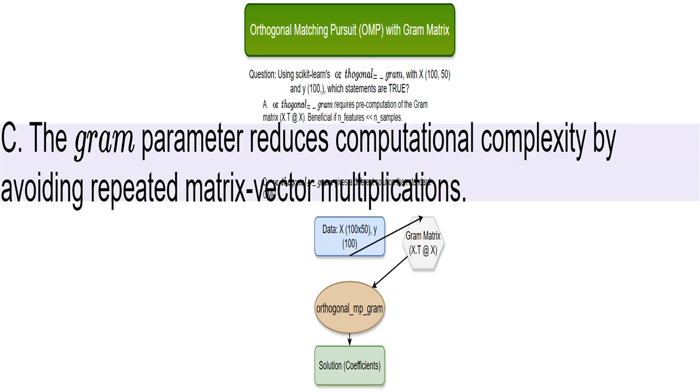Correct. Using the gram matrix means we do fewer calculations. Instead of many repeated calculations of dot products within the OMP algorithm, it uses the gram matrix's pre-calculated values. This is like having a cheat sheet ready before the exam.